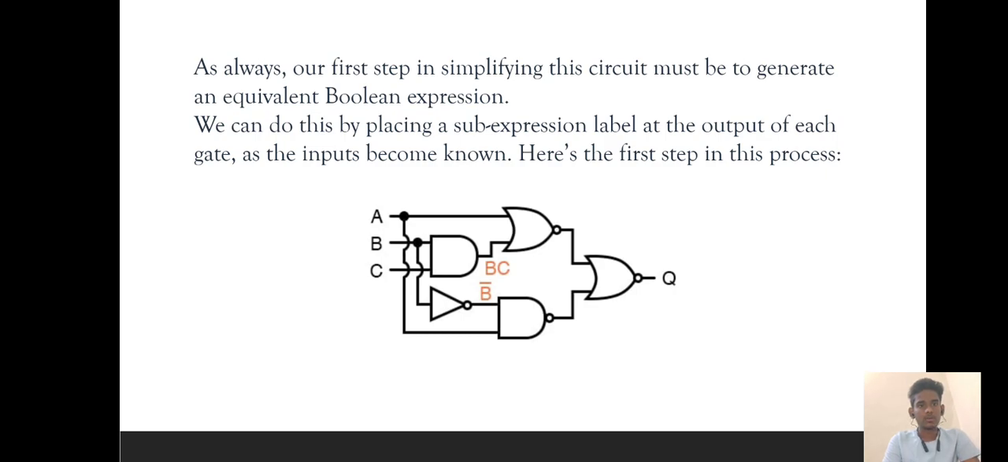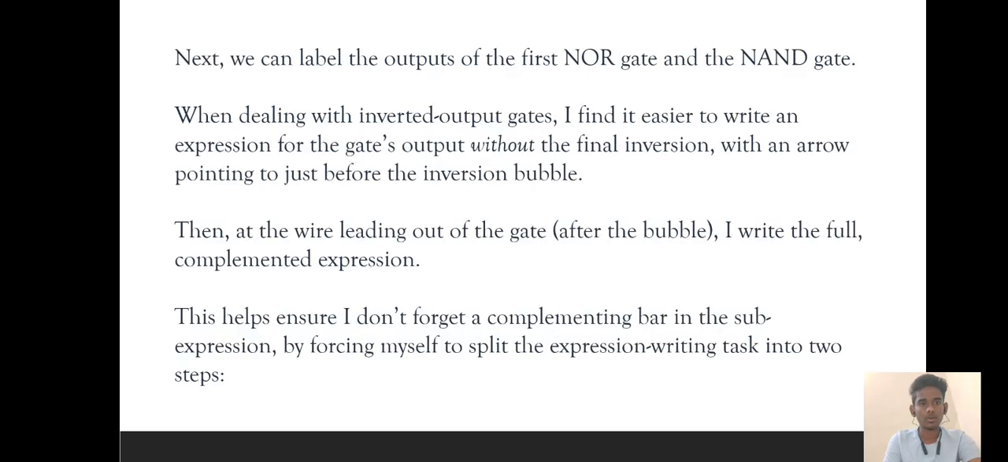As always, our first step in simplifying this circuit must be to generate an equivalent Boolean expression. We can do this by placing a sub-expression label at the output of each gate as the inputs become known. Here is the first step in this process. Next, we can label the outputs of the first NOR gate and the NAND gate.